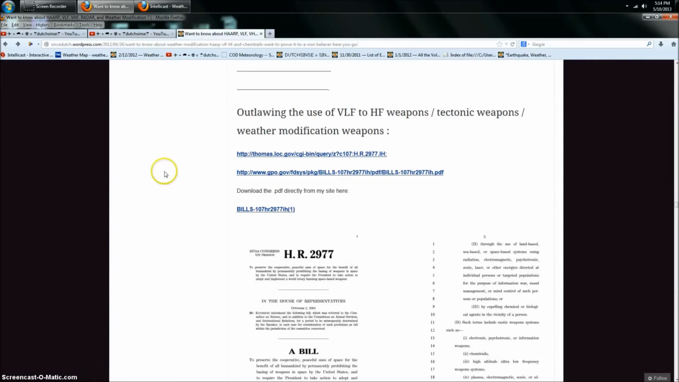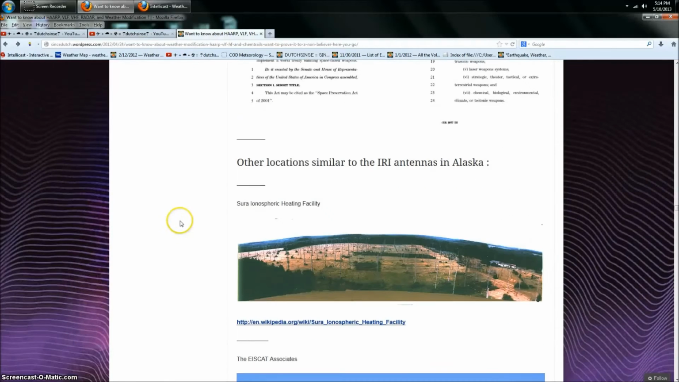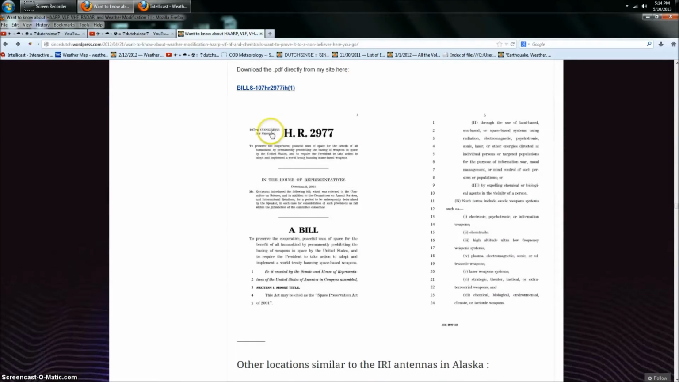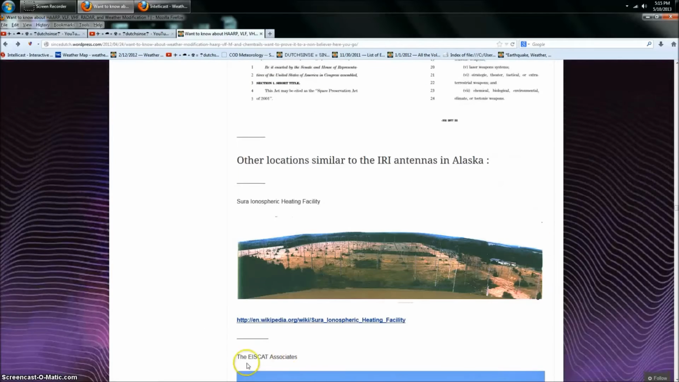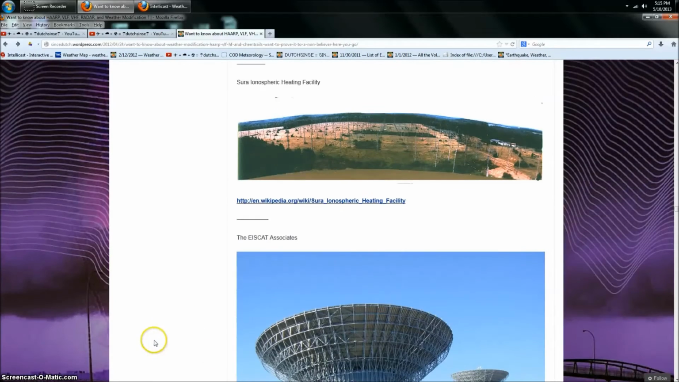All sorts of documentation on the attempt to outlaw these types of weapons, as they called them, in H.R. 2977, talking about using high-altitude, low-frequency weapon systems, plasma, electromagnetic, sonic, or ultrasonic weapons, laser weapon systems. This is to ban weapons in space. And they're talking about ground-based transmitters here, not space-based weapons.